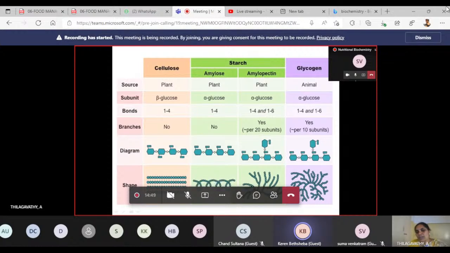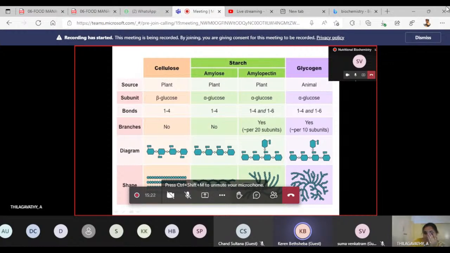Amylose is a linear polysaccharide, so all glucose units are linked by alpha 1,4 glycosidic linkage. Whereas amylopectin is a branched structure. See here, this is a linear structure, a straight chain just folding. But when you take the amylopectin, it is branching. It starts as a linear structure and then starts branching. Linear, branching. So it is a branched structure.